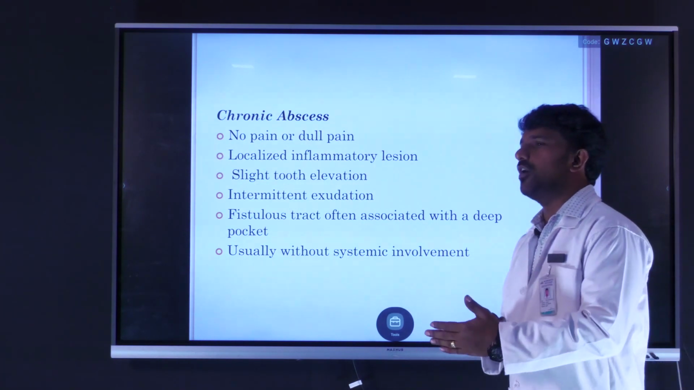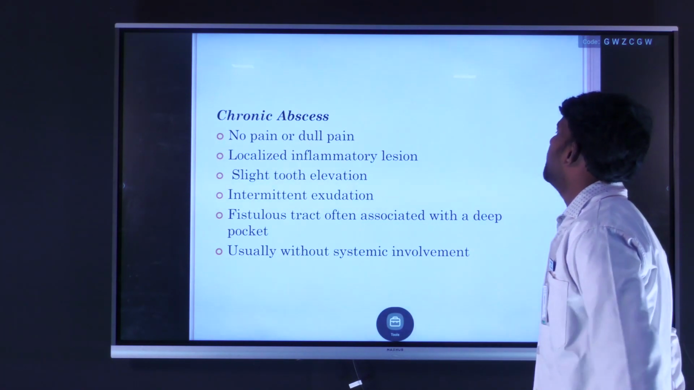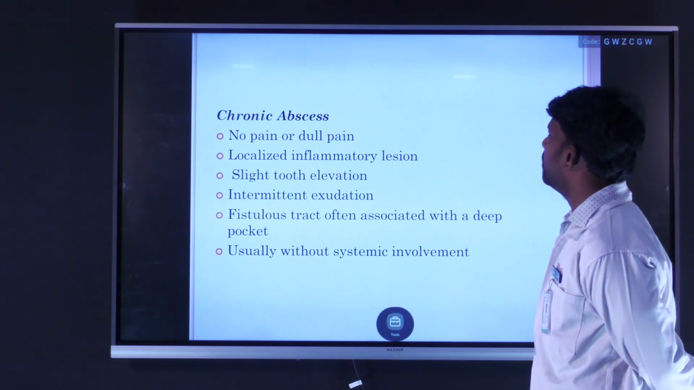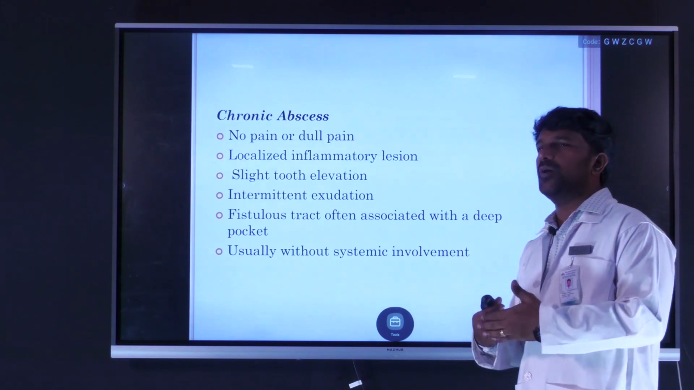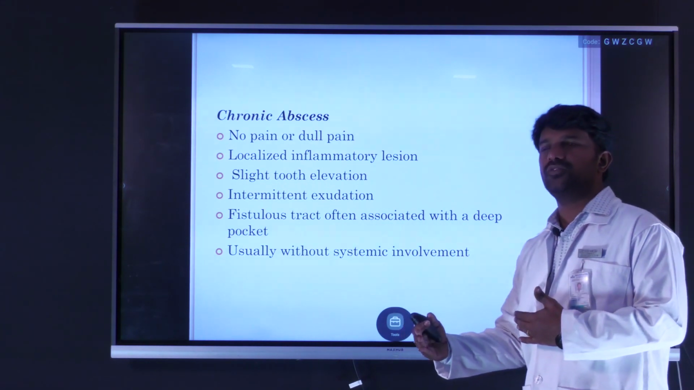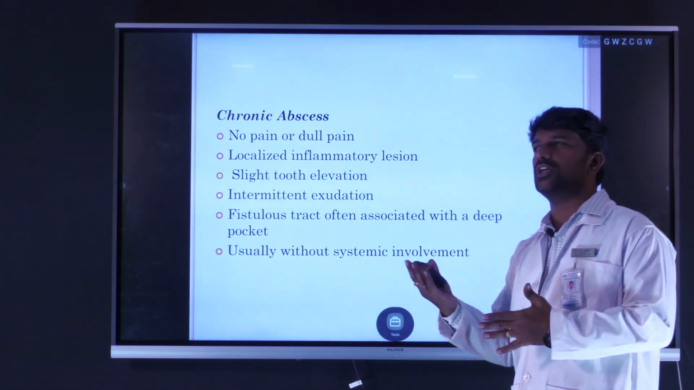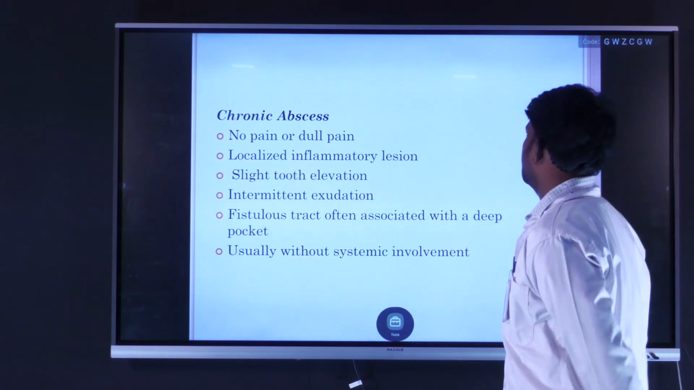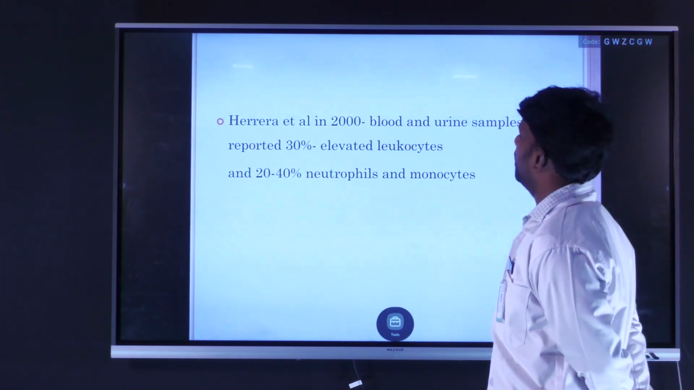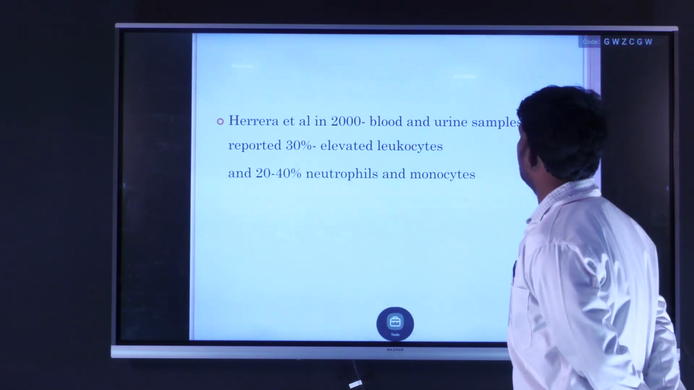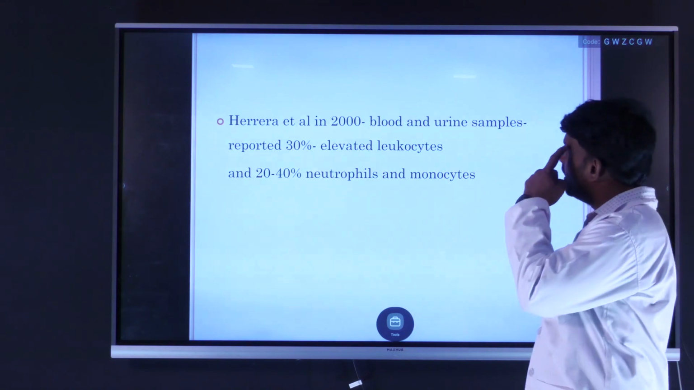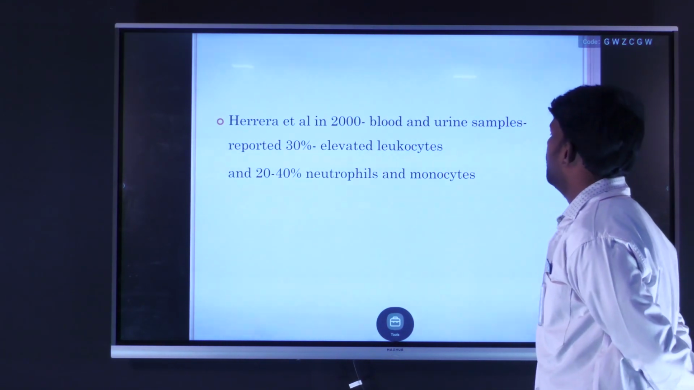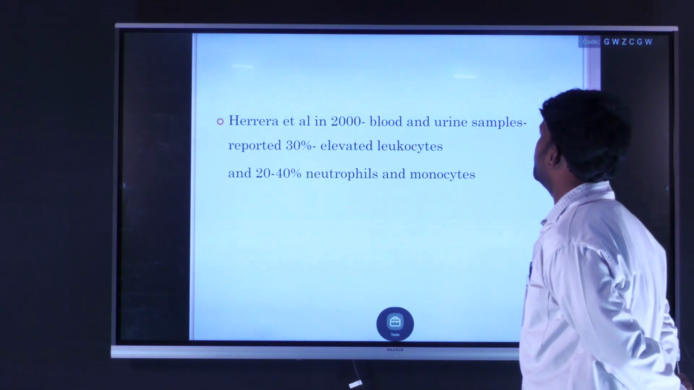So chronic abscess: no pain, or dull pain, and the patient won't feel this chronic abscess because it is of longer duration, a localized inflammatory lesion with slight tooth elevation. As the acute abscess lands up in a chronic abscess, we can see fistula and sinus formation at the adjacent tooth or the apical region of the particular tooth. In Herrera's systematic review of blood and urine samples, they reported a 30% elevation of leukocytes, and a 20% elevation in neutrophils.